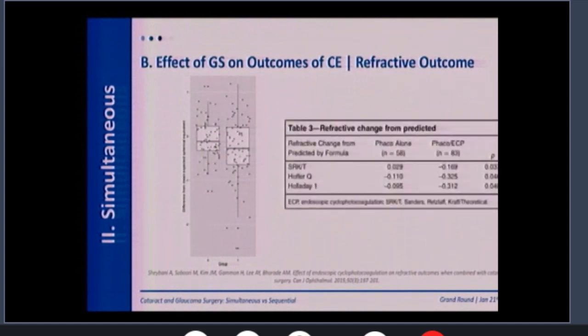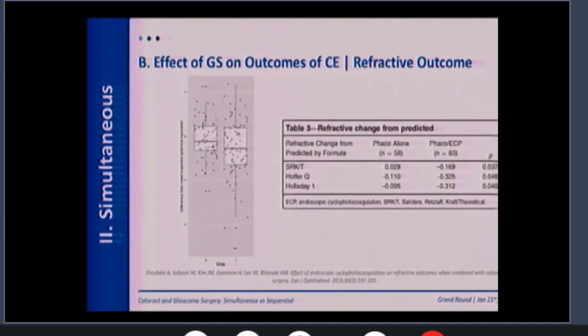And in that same manuscript, they've tried a lot of IOL calculation formulas just to see if one of those formulas is better in predicting the refractive outcome, and they were all similar in terms that in phaco ECP there was more myopia compared to phaco alone. None of them was superior.